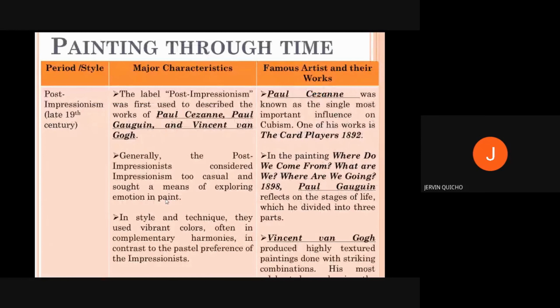Next is post-impressionism. In post-impressionism, they were trying to describe their works by putting in vibrant colors and complementary harmonies, with combinations of striking colors, to influence their works, in the late part. So it was near the end of their style of impressionism. Here we have examples of works by Paul Cezanne, Paul Gauguin, and Vincent van Gogh.